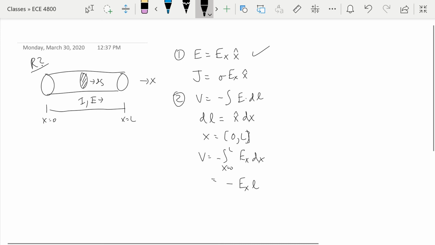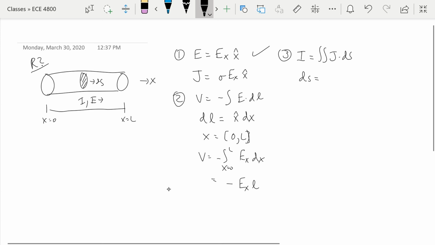All right. Third part here is we're going to find I. I is equal to the integral of J dot dS, and this is a double integral. So to figure out the integral, we start by figuring out what dS is.